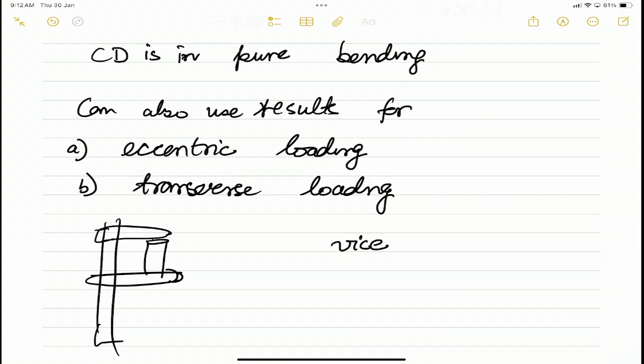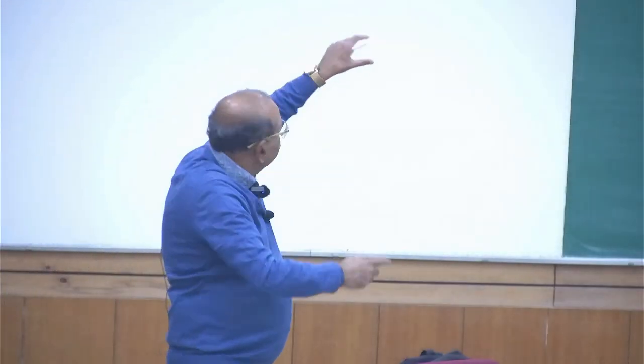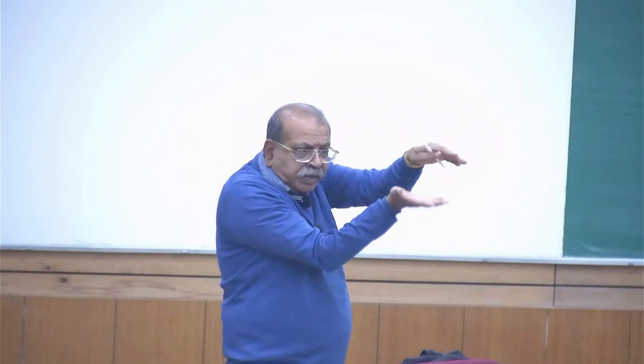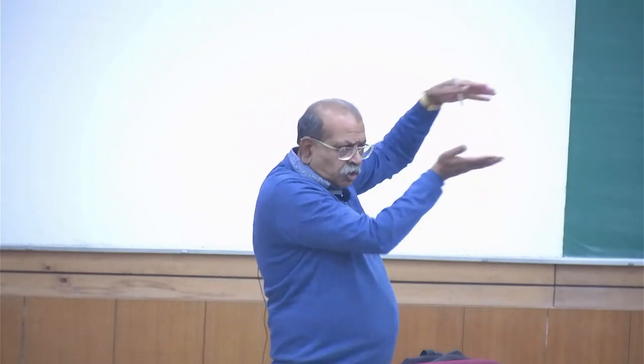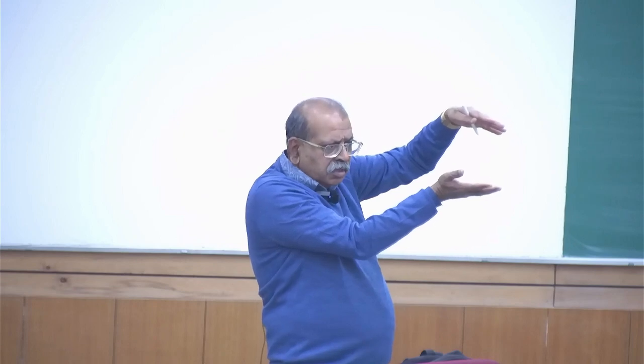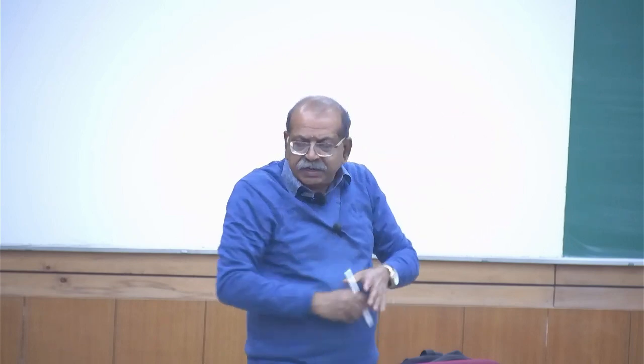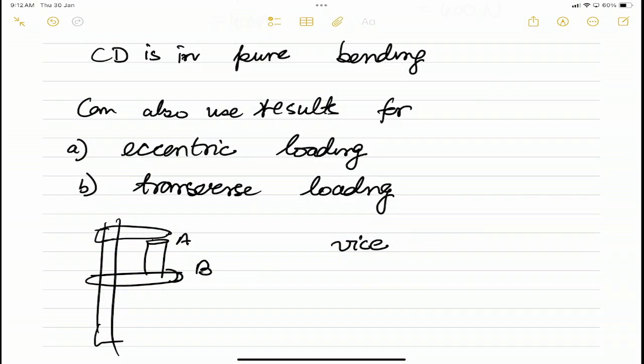Suppose this shows a vise in which you are clamping this. That means you can move the two ends of the device, then the cylinder AB is being clamped between the two horizontal rods. Okay. So we have cylinder AB clamped by the vise.